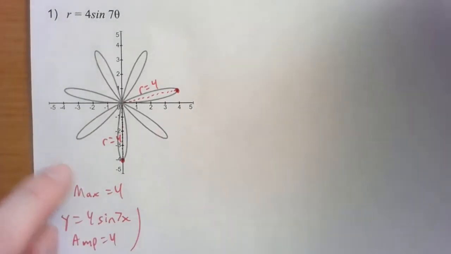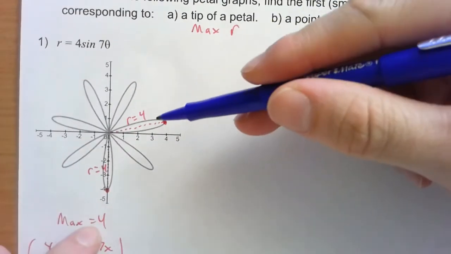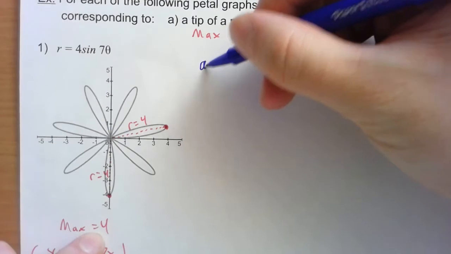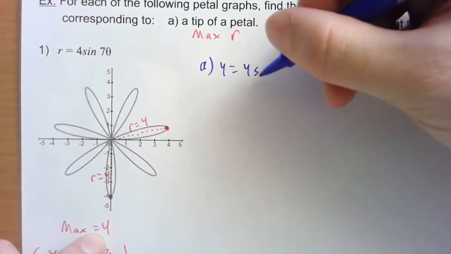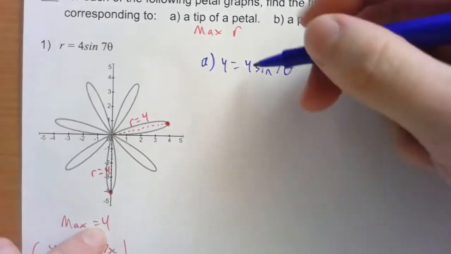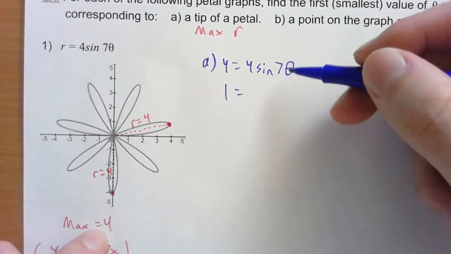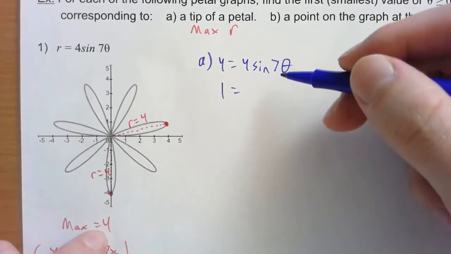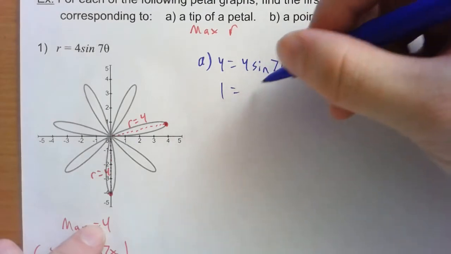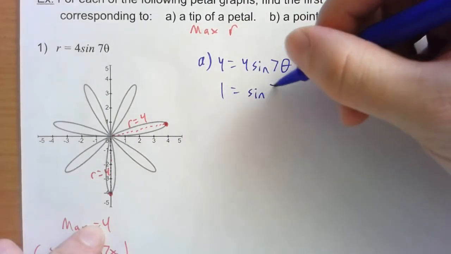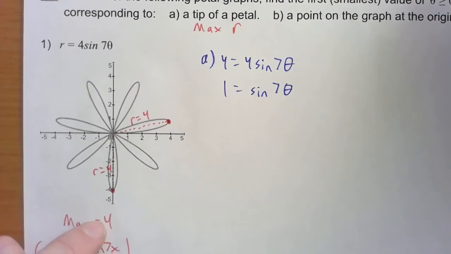All right, so if we know that for the tip of the petal we're looking for r to equal 4, then we just need to plug in 4 for r and then solve for theta. So divide by the 4. Just remember, we can't touch the 7 inside the sine. Things inside a function we can't touch. They're trapped inside that function. Don't change it at all. So we want to find, when does 1 equal sine of 7 theta?